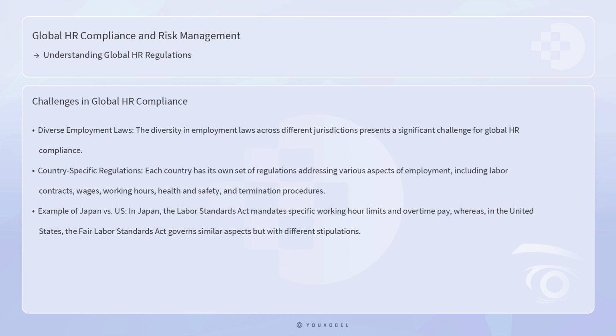The diversity in employment laws across different jurisdictions presents a significant challenge for global HR compliance. Each country has its own set of regulations addressing various aspects of employment, including labor contracts, wages, working hours, health and safety, and termination procedures. For example, in Japan, the Labor Standards Act mandates specific working hour limits and overtime pay, whereas, in the United States, the Fair Labor Standards Act governs similar aspects but with different stipulations. HR professionals must navigate these differences to ensure compliance and avoid potential legal issues.